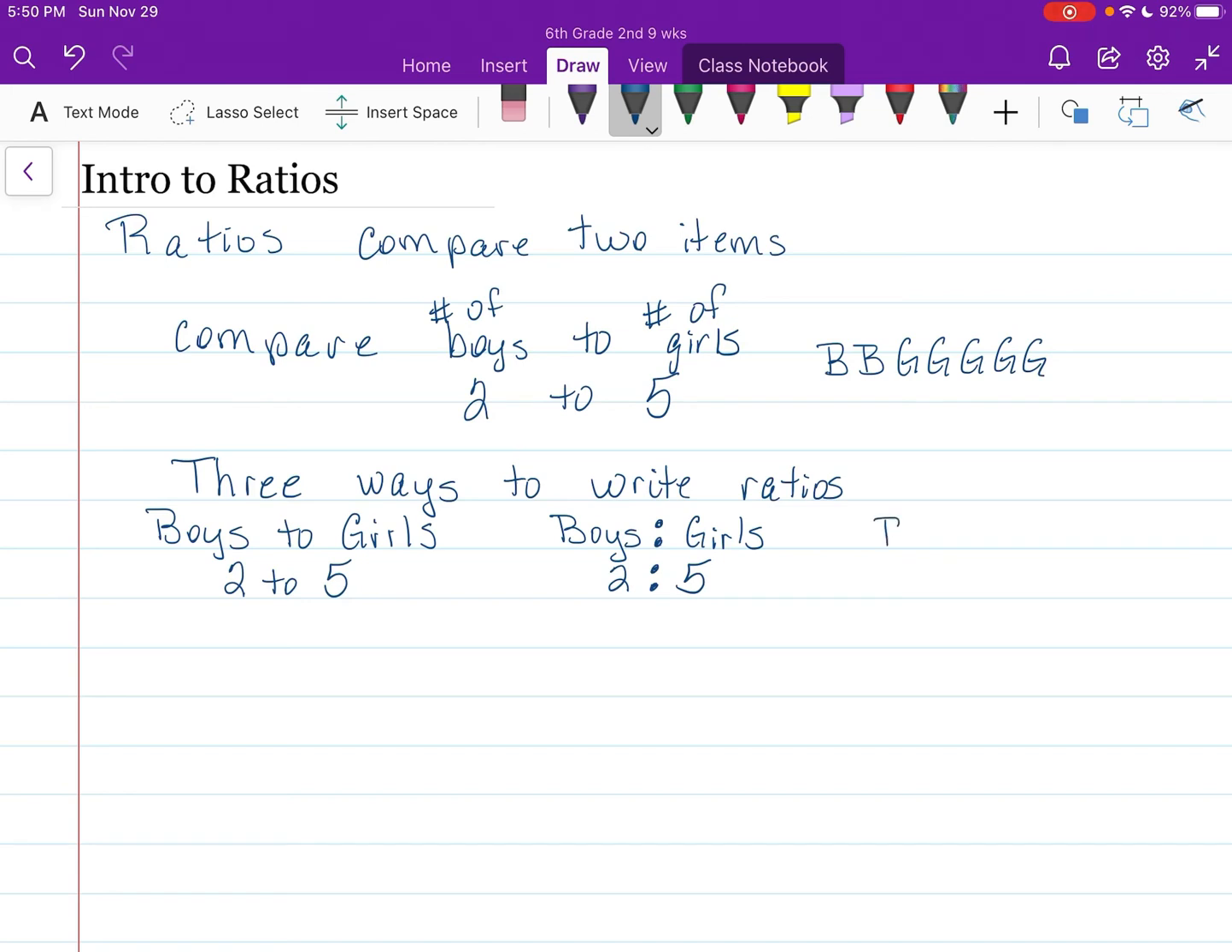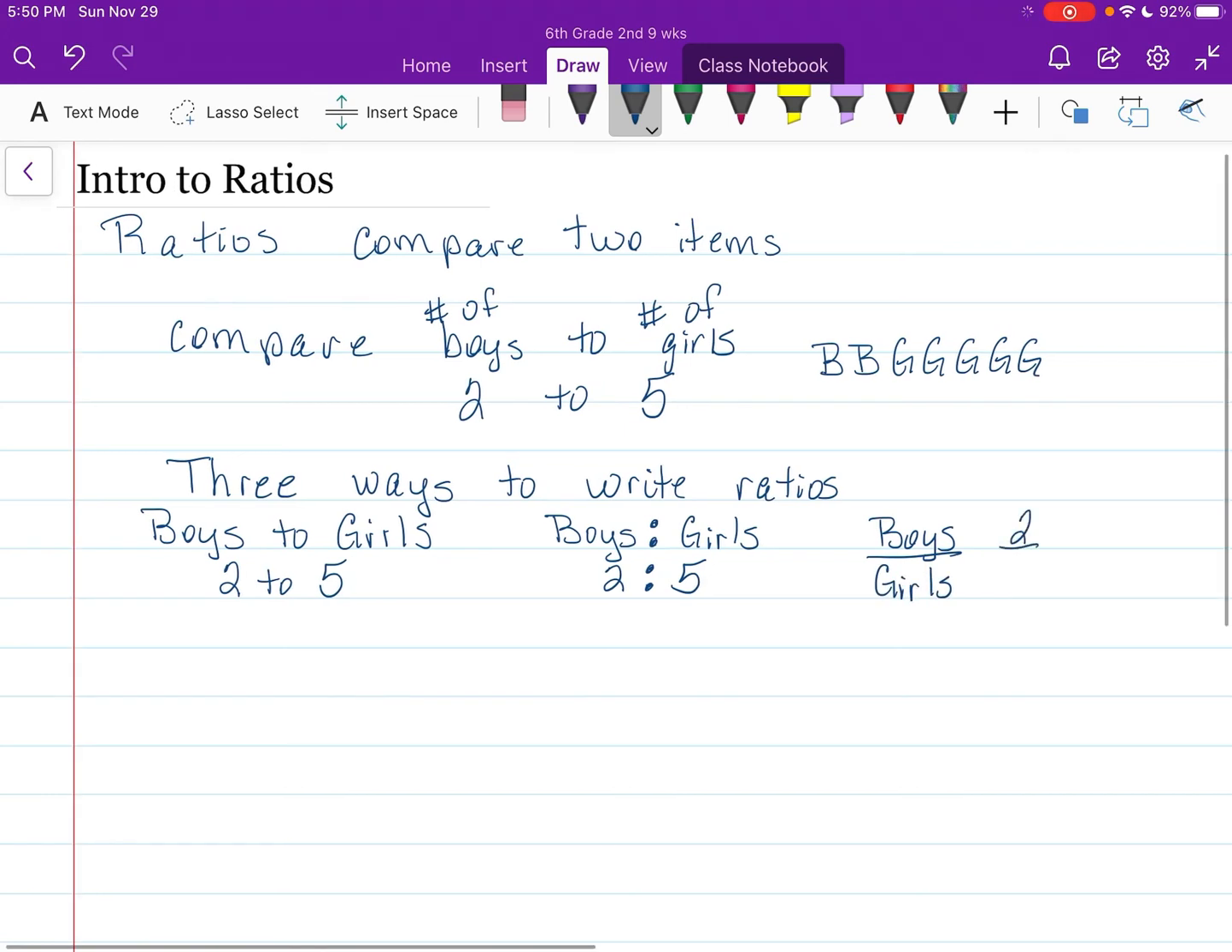We can also write it as a fraction. Now, this is in fraction form, but this is not a fraction because we know for a fraction that our denominator tells us how many pieces is in our whole. Well, girls is not our whole, right? Girls is a piece of the whole. So the ratio of boys to girls is not a fraction. Now, 2/5 will work just like a fraction. Like it will work exactly the same way. It's just not technically a fraction. We're just writing it like a fraction. Okay? All right, so there's 3 ways to write the ratios.